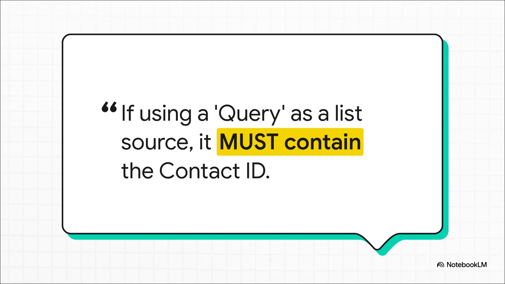Okay, I need you to pay super close attention right here. This is a massive pro tip straight from the source documentation. If you are using a query as your list source, your query literally must contain the CharityEngine contact ID. Basically, if you build this amazing complex query, but you forget to include the contact ID as a selected field, that query just won't show up in the drop-down list when you actually go to send your email blast. It's such a simple step, but forgetting it is a huge, very common pitfall.